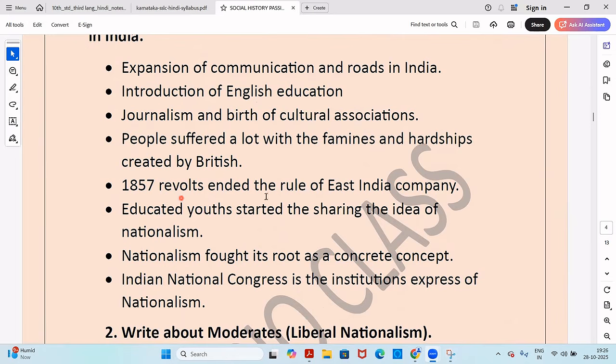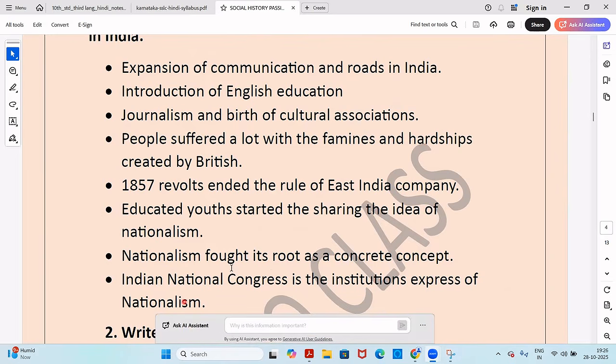The 1857 revolts ended the rule of the East India Company. Educated youths started the sharing of the ideas of nationalism. Nationalism took root as a concrete concept. The Indian National Congress is the institutional expression of nationalism.